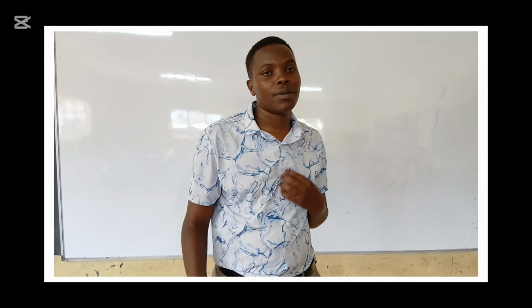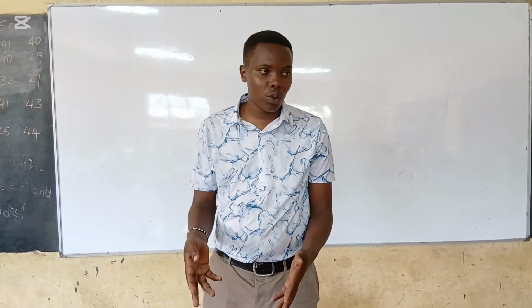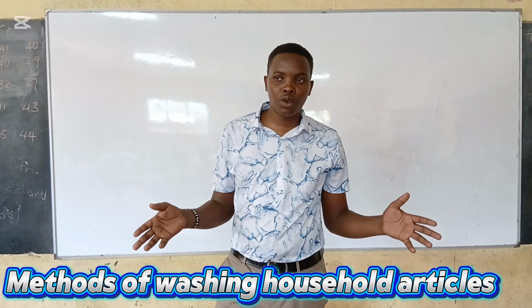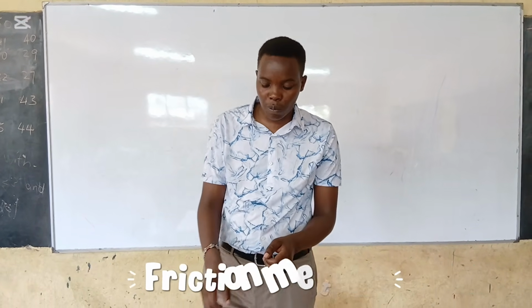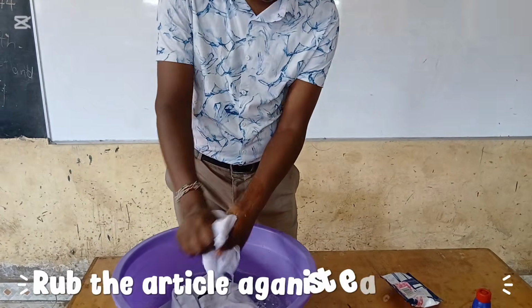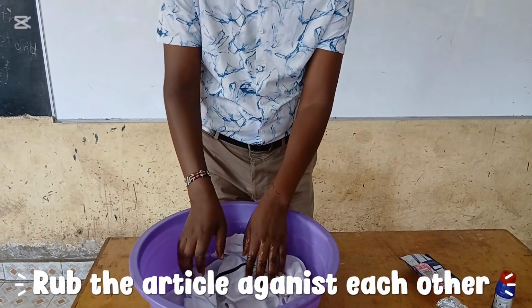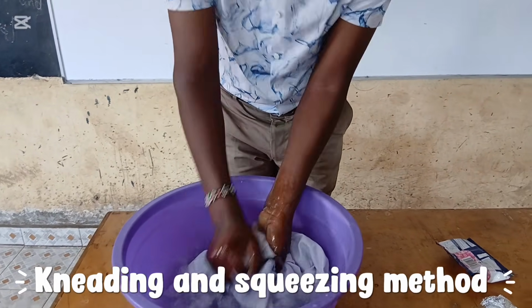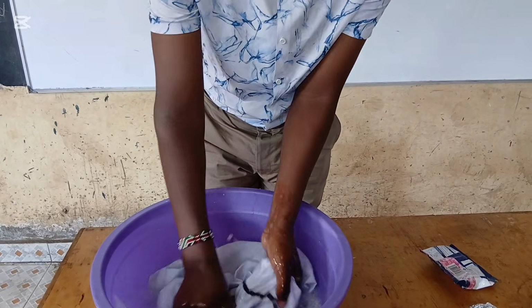We are now back. We want to wash this fabric. You see, we have two methods of washing. We have the friction method, where you rub the clothes against each other. Then we also have kneading and squeezing. Kneading and squeezing is what I am going to employ.